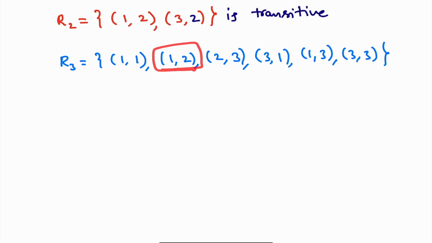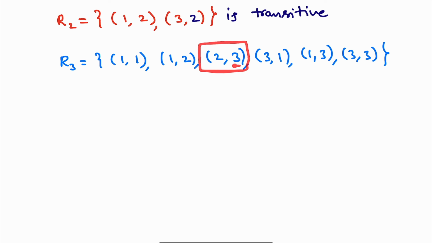Now I am checking this element. This ends with 2. I am looking at whether any other starts with 2. This is the only ordered pair that starts with 2. This is x comma y comma z. X comma z is 1 comma 3. Yes, 1 comma 3 is there in this relation. Okay. So what I'll say here, I can say that this element passed the transitive test. That's it.